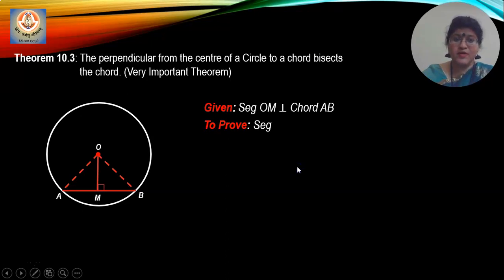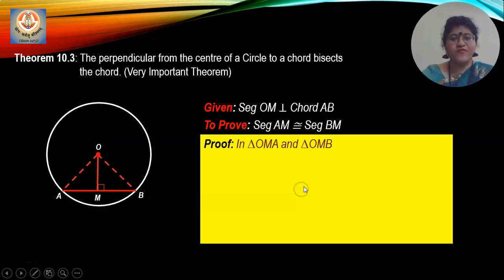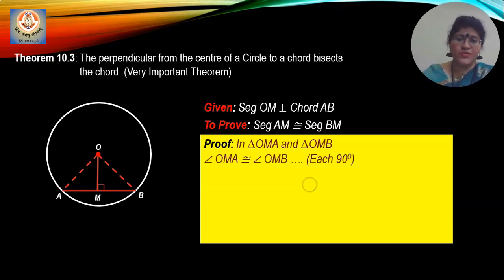You have to prove that it bisects the chord. So to prove, seg AM is congruent to seg BM, because this line is cutting this chord into two equal parts. So you have to prove AM is equal to BM. So let's see the proof. You have to take the two triangles, OMA and OMB, and prove the two triangles are congruent.